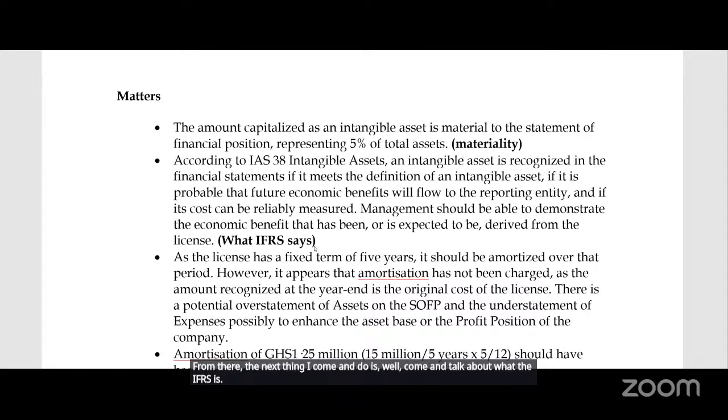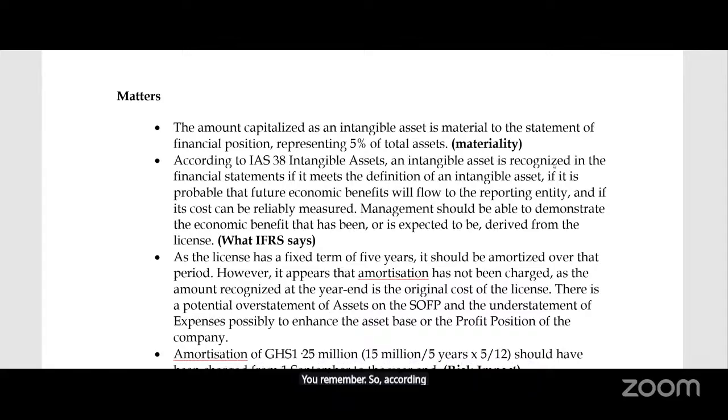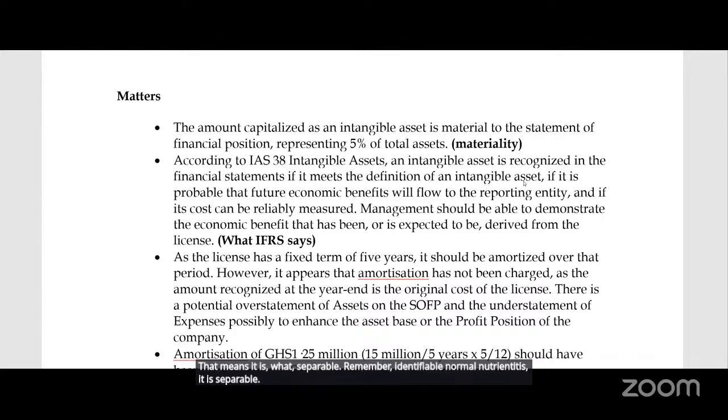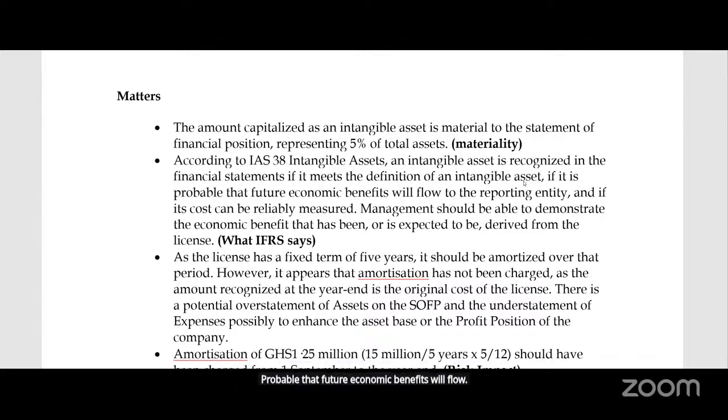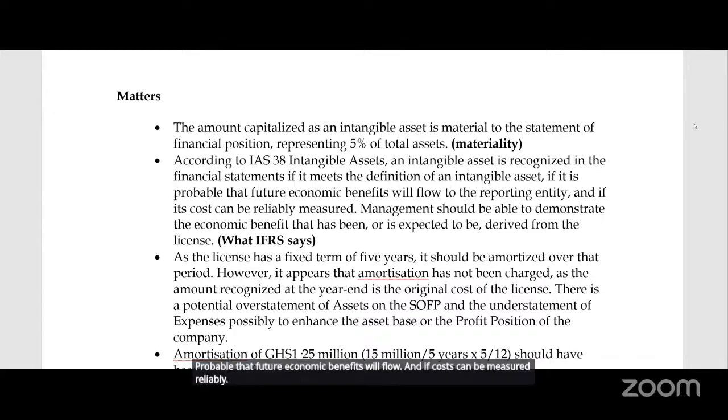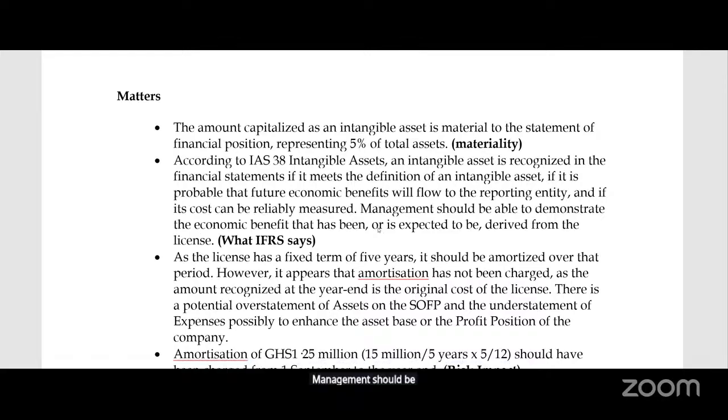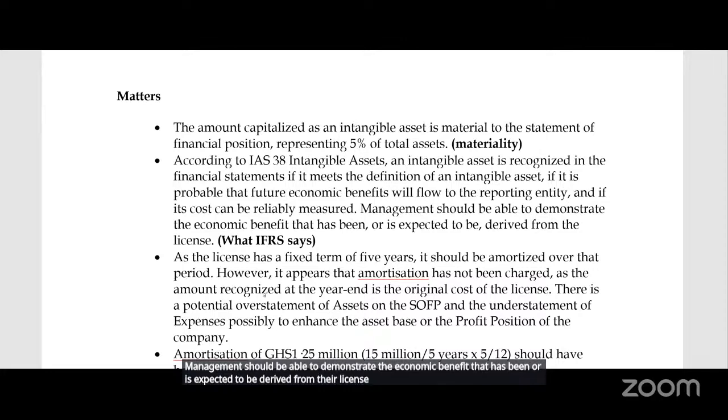You remember? According to IAS 38, an intangible asset is recognized in the financial statements if it meets the definition of an intangible asset. That means it is what? Separable. Remember, identifiable non-monetary items. It is separable. Probable that future economic benefits will flow, and if costs can be measured reliably. Management should be able to demonstrate the economic benefit that has been or is expected to be derived from the license. This is what the IFRS says, right?